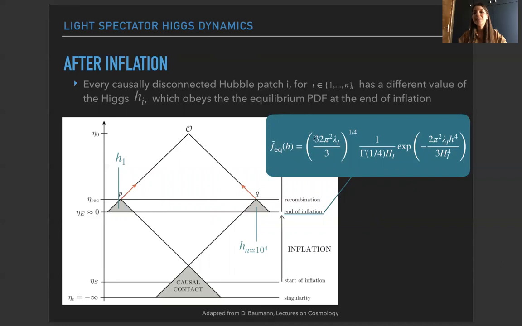And the probability of finding a Higgs VEV at some region in the universe is given by this equilibrium probability density function that depends on the self-coupling constant of the Higgs at the end of inflation and also on the Hubble parameter at the end of inflation. Now, after inflation has ended and during reheating, the Higgs starts to have a deterministic motion, which is just damped Higgs oscillations.